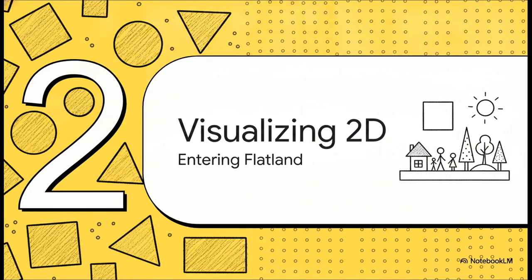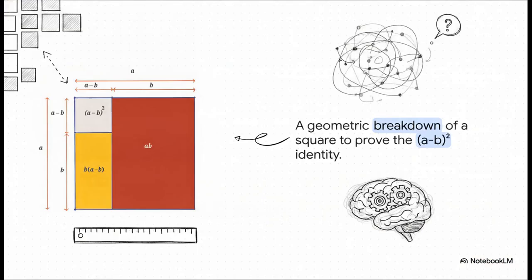Moving on to Section 2, Visualizing 2D Identities. Let's see how this all builds up when we actually draw these concepts out. Welcome to two-dimensional Flatland. This is where it gets really fascinating, because we're translating algebra into pure geometry. Picture a large square. The entire length of one side is a, so naturally, the total area of this massive square is a squared. But notice how we've sliced that length a into 2 parts, a smaller segment called a minus b, and another segment called b.